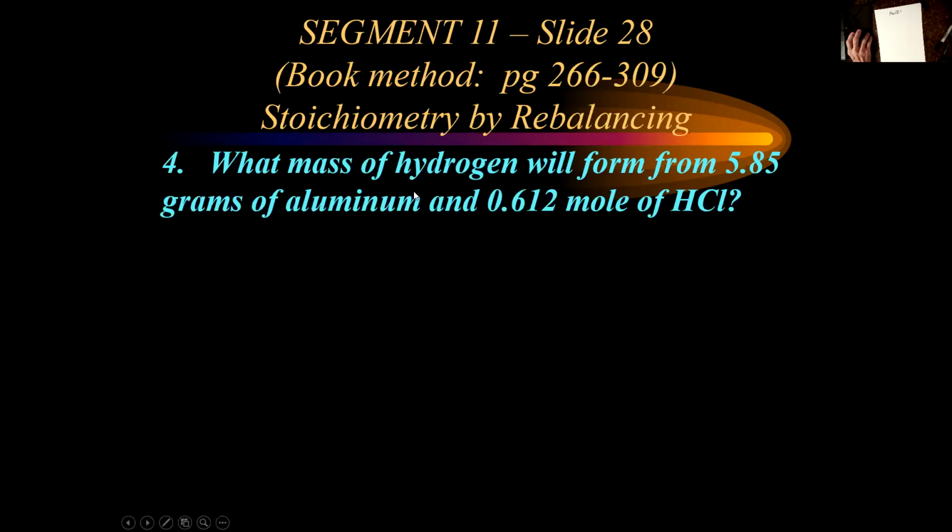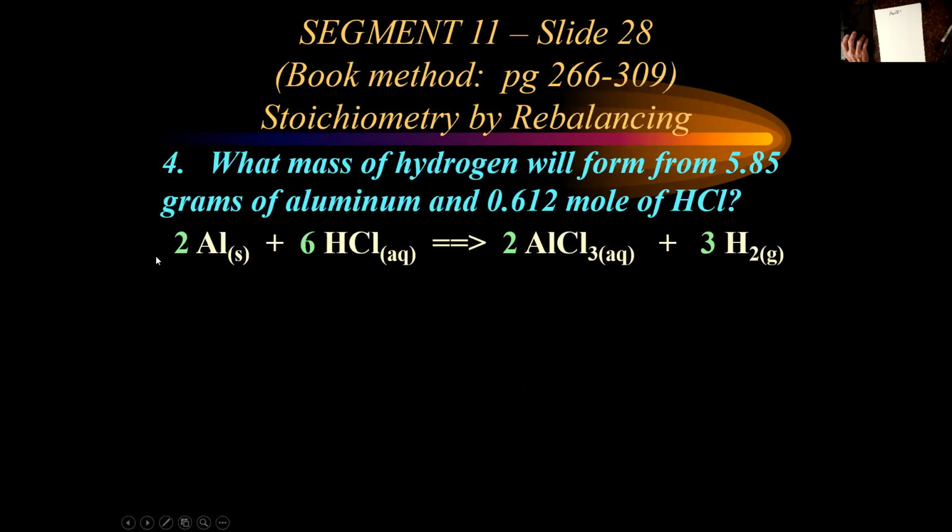Now, here is the one that everybody really moans about in freshman chemistry: what about the limiting reagent problems? Ooh. Hey, not a big deal. Watch. There's my reaction. We want to know how much hydrogen, and we want mass in this case, will form from 5.85 grams of aluminum and 0.612 moles of hydrochloric acid. Now, your textbook would tell you to work 2 problems.